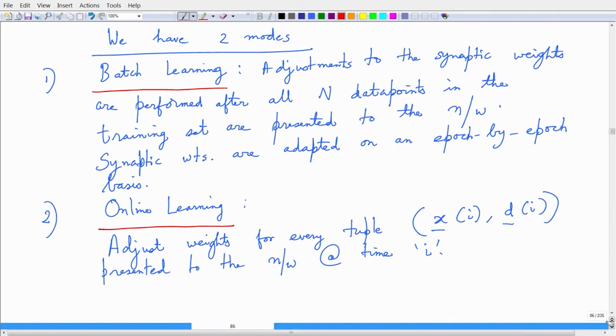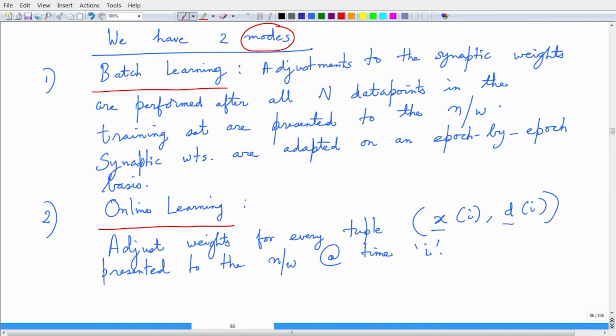Now, there are two modes for learning. One is the batch mode, the other is the online mode. Let us see how these two are different. I will start with the online learning because it is easy, and then I will get into batch learning.